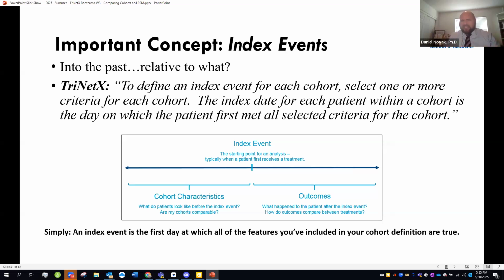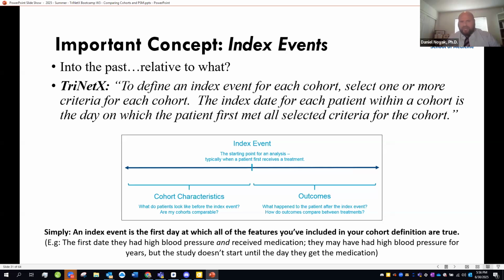An index event is the first day at which all of the features you've included in your cohort definitions are true. So we'll take a look at that in a second, but the first day they had high blood pressure and received medication, if that's your index event, the study starts the day those things are both true for the person. They may have had blood pressure for years, but the study doesn't start until, as you've defined it, they get that medication in their record.